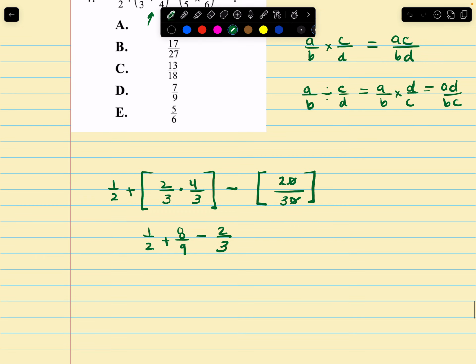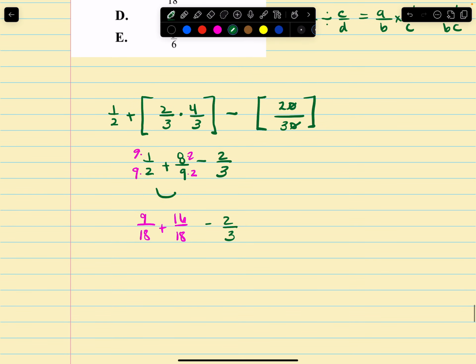So we now have, let's go ahead and add these two fractions together. So we're going to get a common denominator of 18, right? We're just going to multiply those. So we're going to multiply this one top and bottom by 9, and this one top and bottom by 2. So then we have this new fraction, 9/18 plus 16/18. And then once we solve that, we'll subtract our 2/3. So 9 plus 16 is 25.